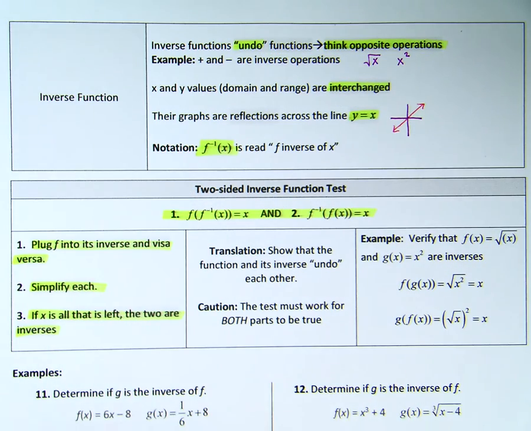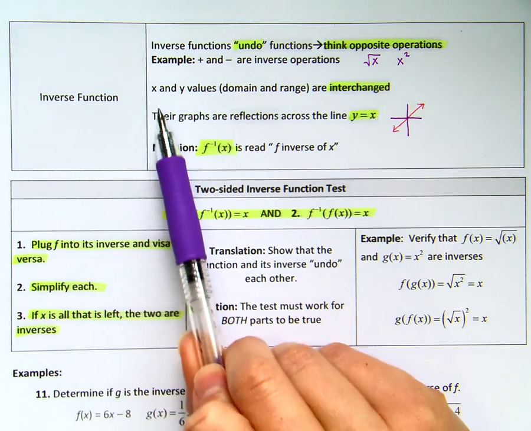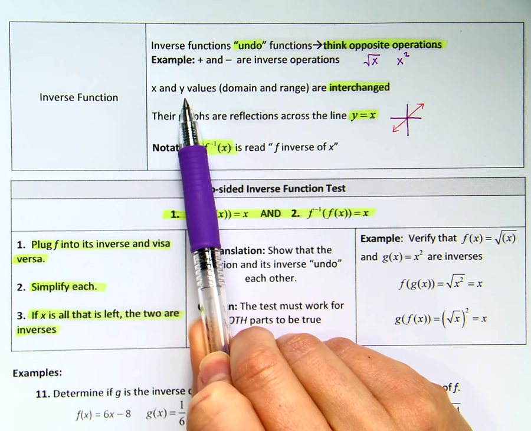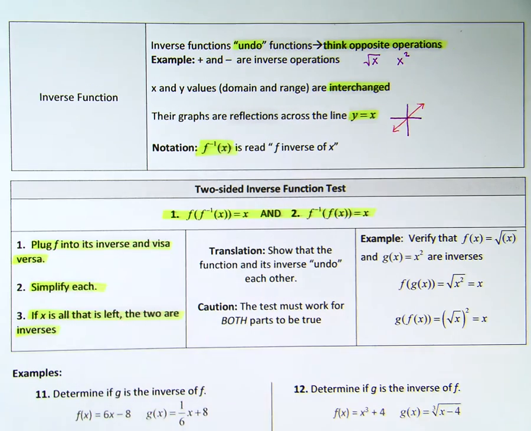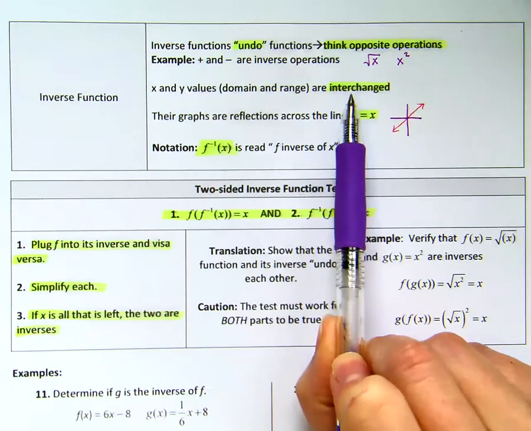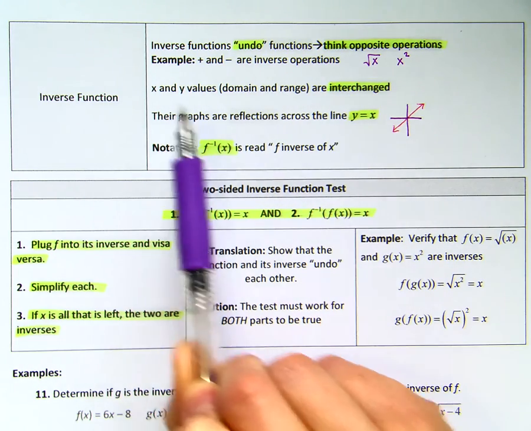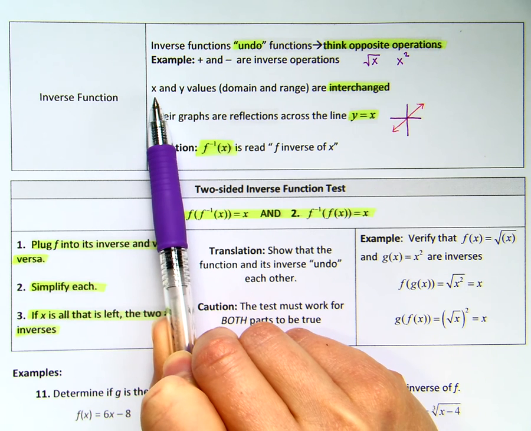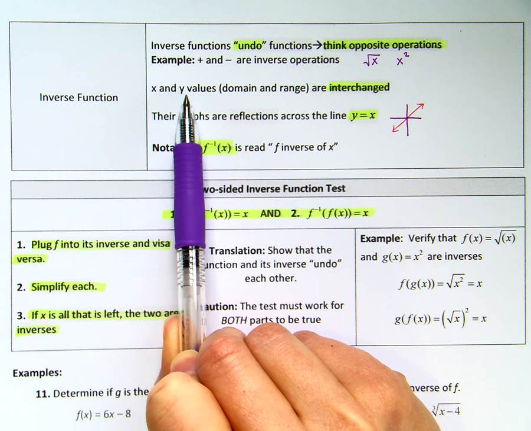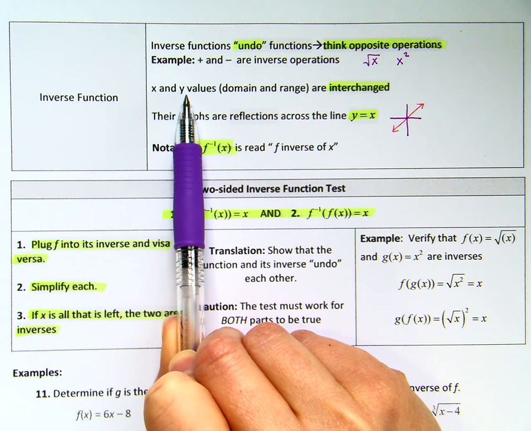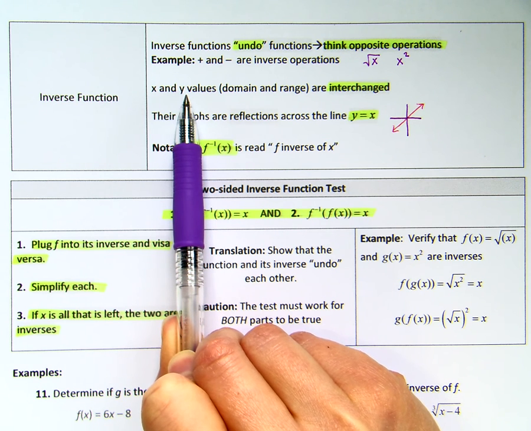Now, some other properties that go along with our inverses. If we look at the x and y values of a function, its domain, the x, and the range, the y's, when we find the inverse, those values are interchanged. They're flip-flopped. All of the x values for a function will be the y values for its inverse. All of the y values for a function will be the x values for its inverse.